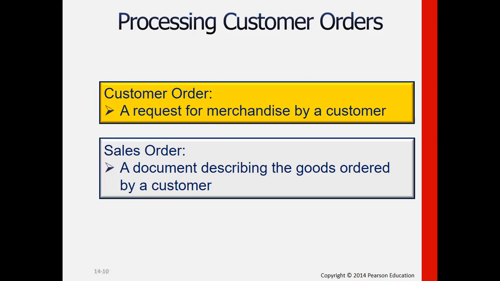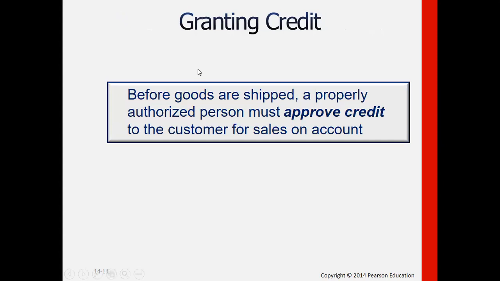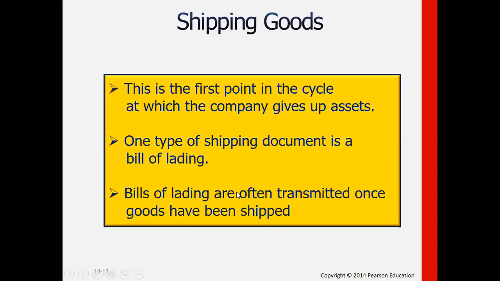Then granting of credit should be separate from other functions like recording, custody, and then of course, authorization should be separate from other functions. Authorization for granting of credit. Before goods are shipped, you have to make sure that the approval must be made or was made by a properly authorized person to the customer for sales and account.